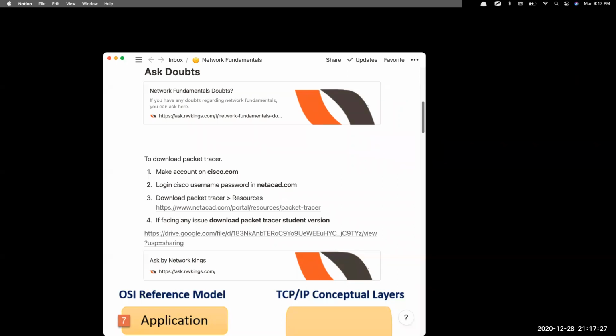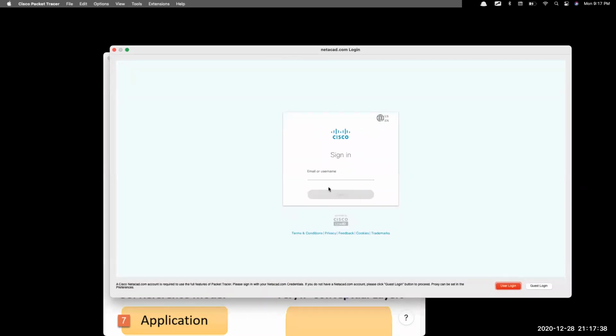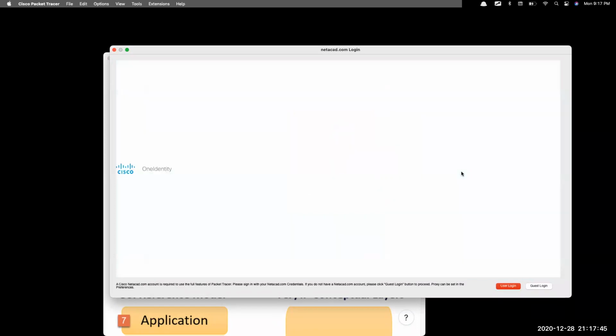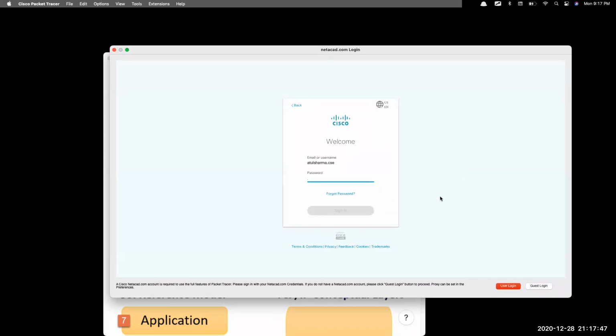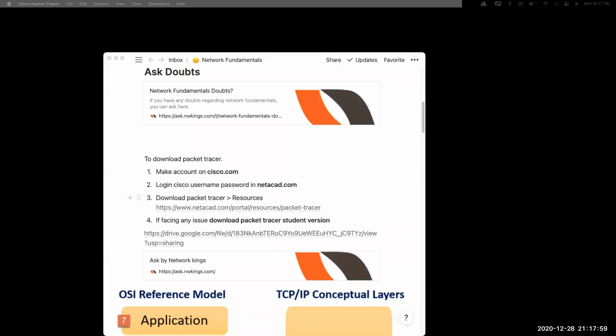entering your Cisco ID. Okay, so I'll show you just a quick overview of this software also. It's asking me to log in again. I have to type the same ID and the same password which you created for Cisco ID. This is a little annoying, every time you have to log in into the software, but it's okay. Yeah, so my software is ready.